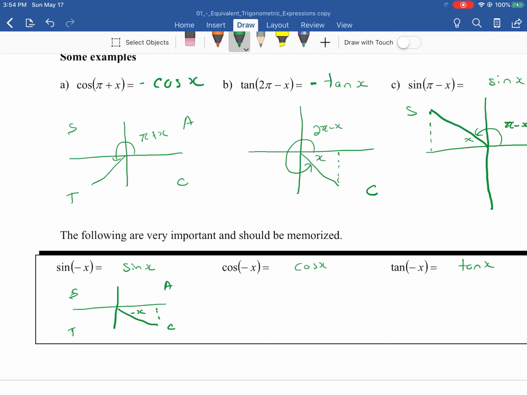Well, okay, some of them might have changed from positive to negative. See, when we do negative x, only cosine is positive. See, cosine's positive, but these other two are negative. Those are handy little identities to have memorized.